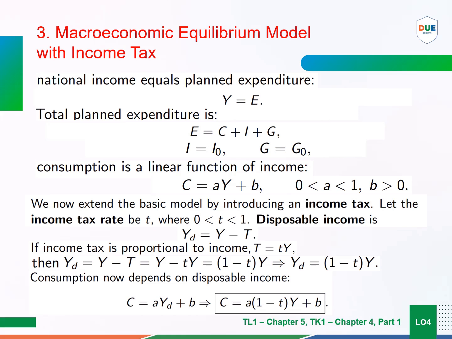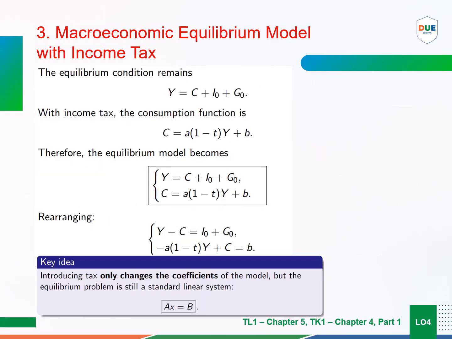Therefore, the consumption function is modified accordingly. The important economic idea is that a higher tax rate reduces disposable income and therefore affects household consumption. However, from a mathematical point of view, the model is still based on linear relationships. The equilibrium condition itself does not change after introducing tax. National income must still equal total expenditure, while consumption now depends on after-tax income.